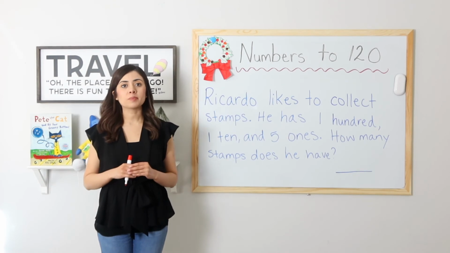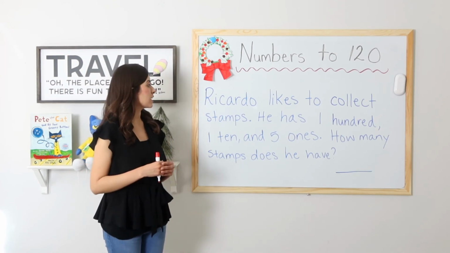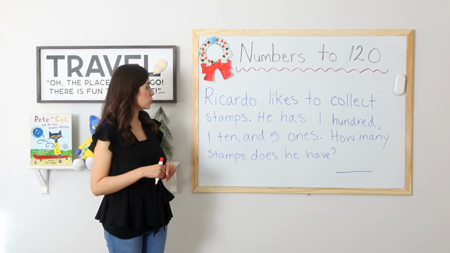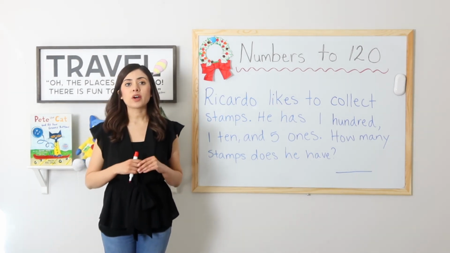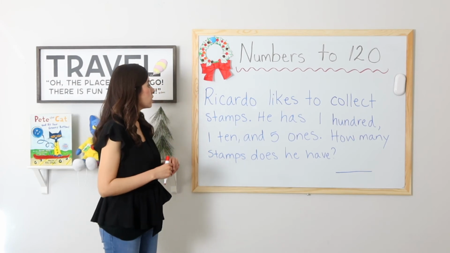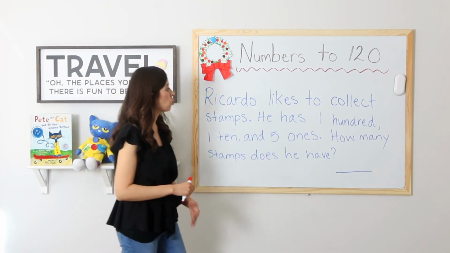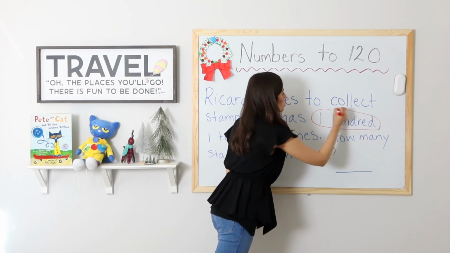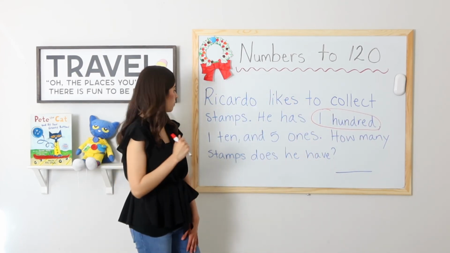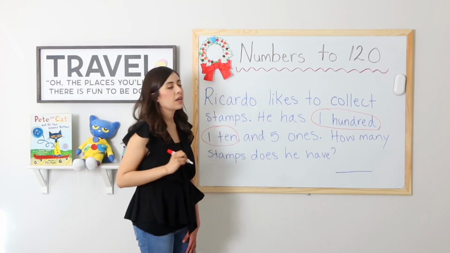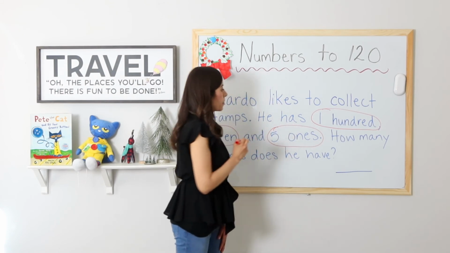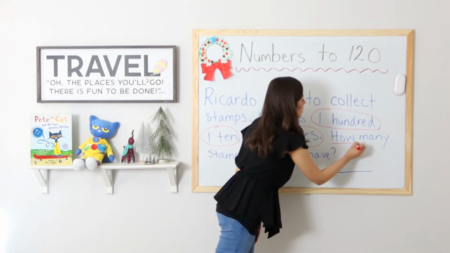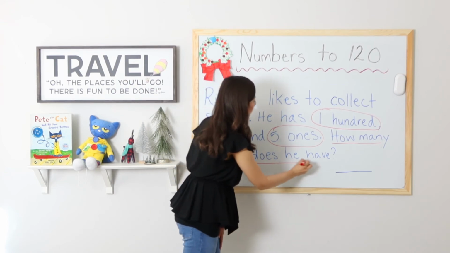Okay, time for our word problem. It says, Ricardo likes to collect stamps. He has 100, 110, and 5 ones. How many stamps does he have? Let's go ahead and circle what we already know. We know that Ricardo has how many hundreds? 1, 100. How many tens? 110. And how many ones? 5. 5 ones. We want to know how many stamps does he have.